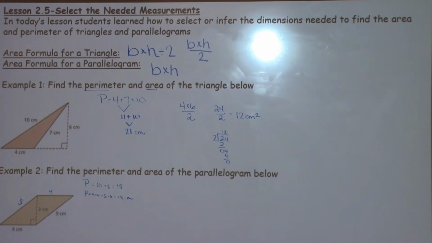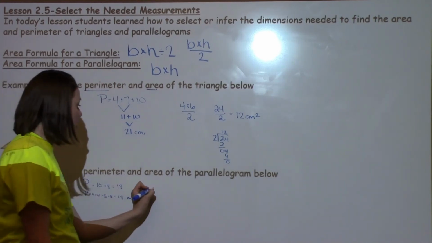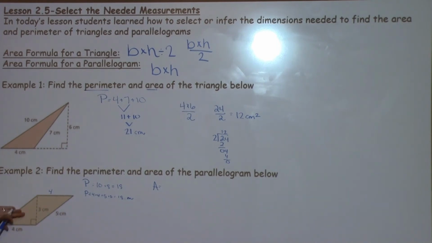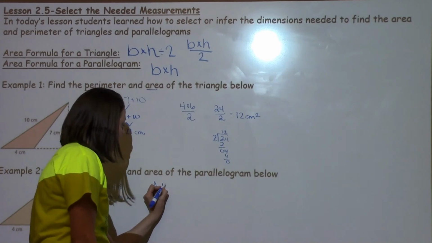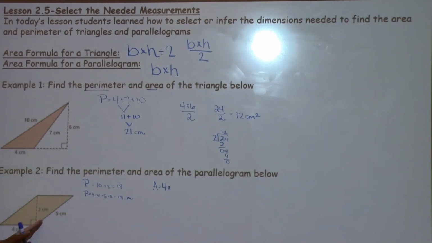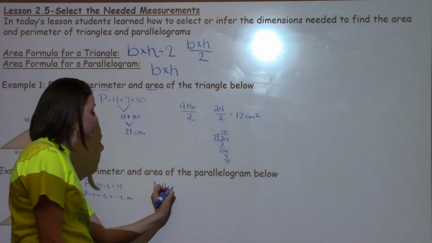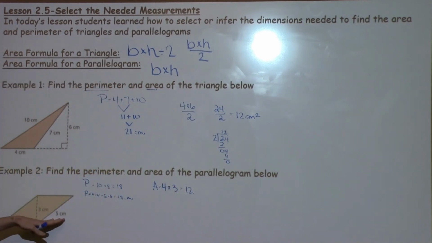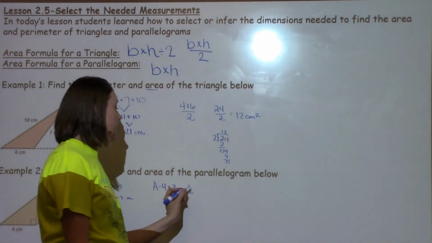Now, to find the area of this shape, I'm going to go ahead and review my formula for area, which is base times height. In this case, I know my base is 4, and my height is 3. So 4 times 3 is 12. Remembering that my label is going to be centimeters, and I'm working with area, so I'm going to make that centimeters squared.